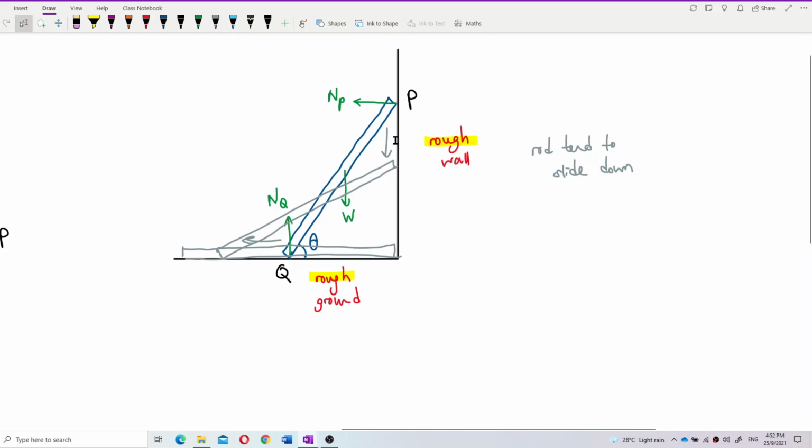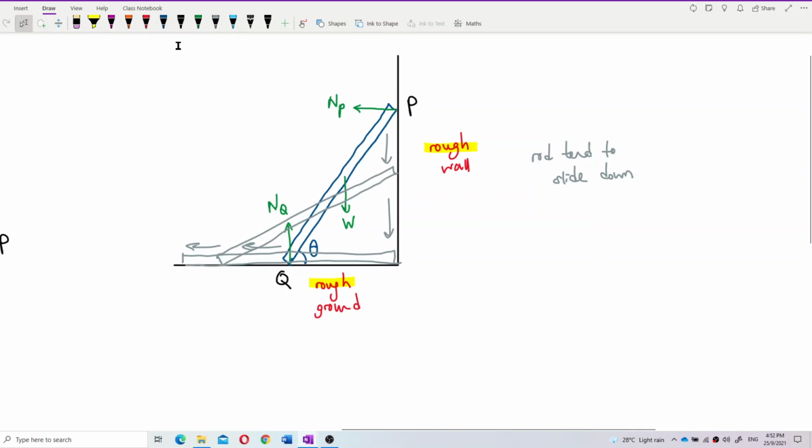That means the end at part P tends to slide down, go downward, and then downward some more, and then fall to the ground. And for Q, it tends to go to the left. You see that? In the end, it goes to here. So what do you think is the direction of friction for the wall and also for the ground?